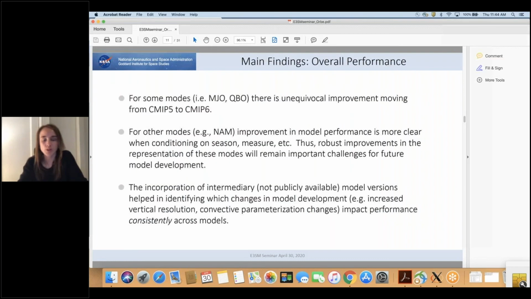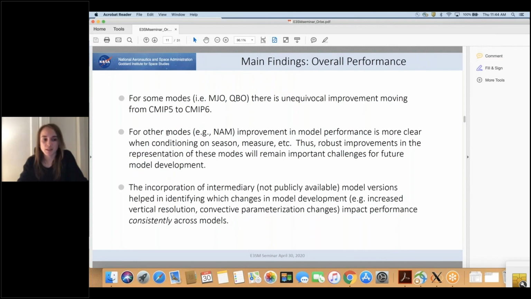So before I go into some of the details, I wanted to present first 3 bullets which summarize our main findings. And our first finding was that there are certain modes, namely the cases of the MJO and the QBO, where it does really appear that there is an unequivocal improvement in moving from CMIP5 to CMIP6.